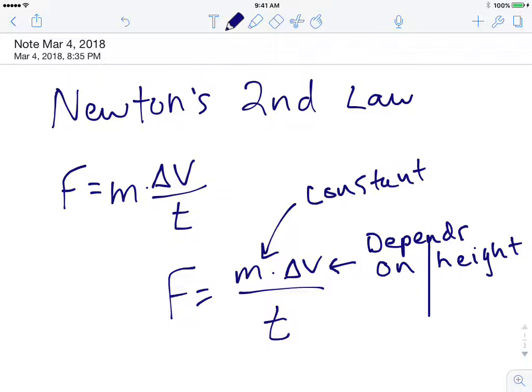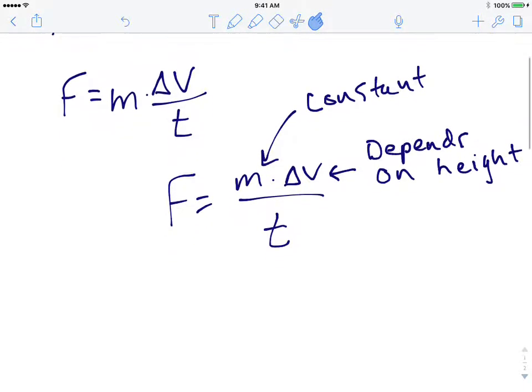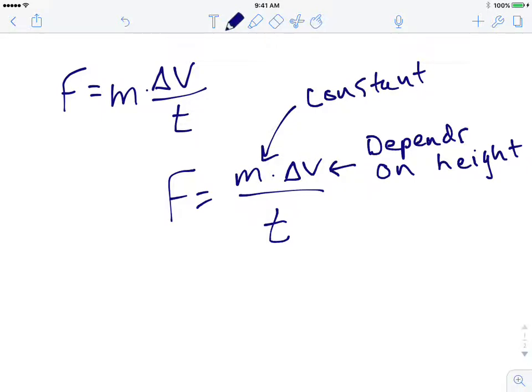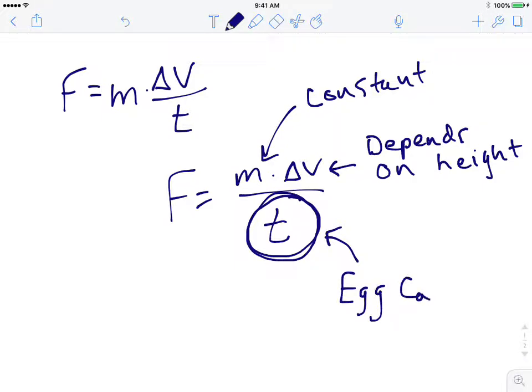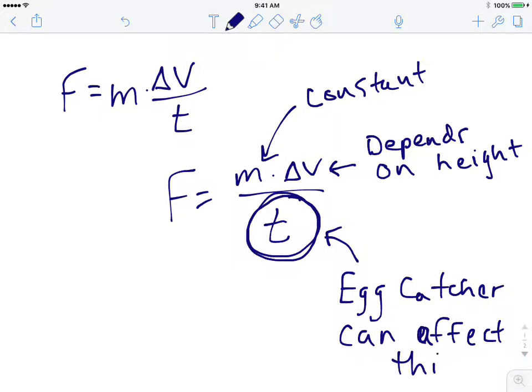So since it depends on height, there's not much that my egg catching device can actually do about it since that depends on height. Now, well, all that leaves is time. And this is the thing that I can affect. So I'm going to write egg catcher can affect this. Okay, so the egg catcher can affect that time.